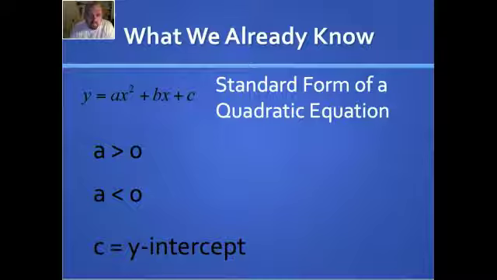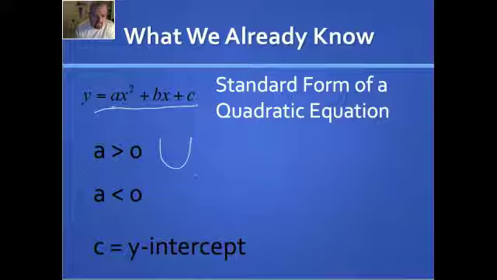Let's start with what we already know. We know that the standard form of a quadratic equation is y equals ax squared plus bx plus c. We've talked many times about that. We know that if a is greater than 0, if the coefficient of x squared is greater than 0, we have a parabola that points upward. If a is less than 0, we have a parabola that opens downward. And by now we know that c, this final part, is the y-intercept. It's going to determine where on the graph our line is going to cross the y-axis.